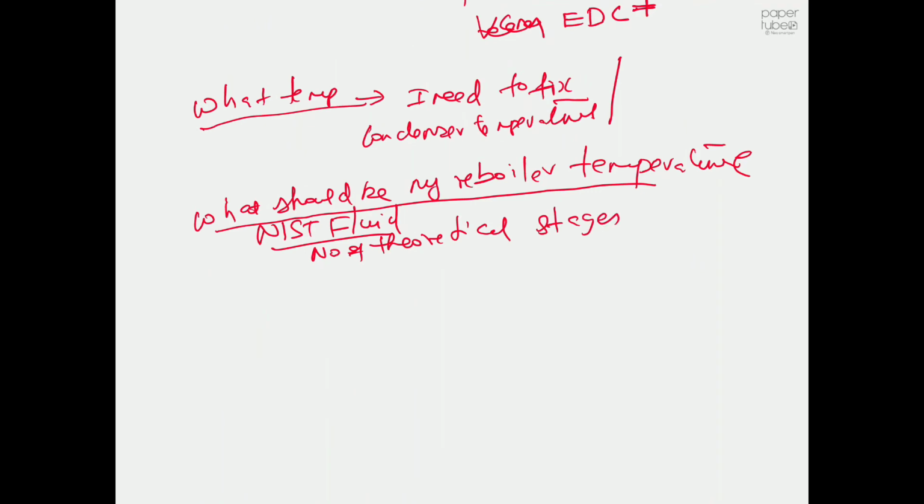We're going a bit slow, but I think I will finish it in the next 5 to 10 minutes, and then we will go to Aspen HYSYS. Number of theoretical stages and where your feed enters.